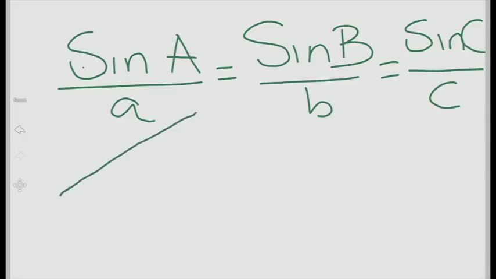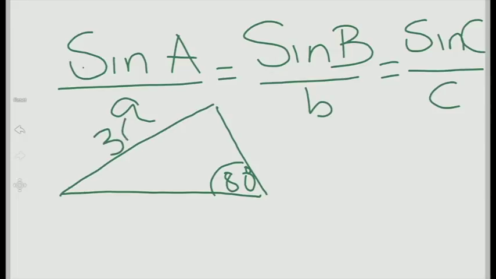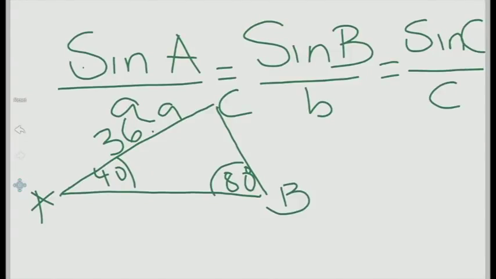Given an angle, say this is 80, this is 36.9, and this is 40 degrees. So we have A, B, C. This is not a right-angled triangle, so we cannot use SOHCAHTOA. So we're going to use this one. We have sine A over a equals sine B over b equals sine C over c. Here we are given angle A, angle B, and side b, which means you can find side a.